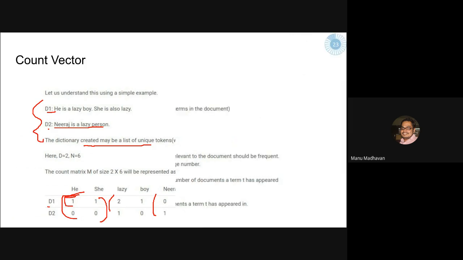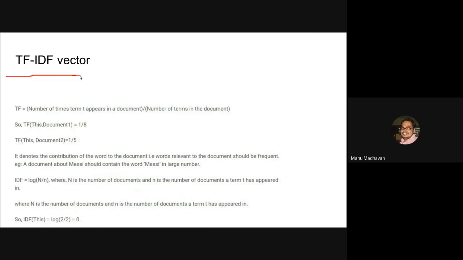So a better approach is the TF-IDF based method, which is term frequency and inverse document frequency. Term frequency is the number of times the term t appears in the document divided by the number of terms in the document. In this way, we can compute TF of a document. Then IDF measures the contribution of the word across documents. That is, words relevant to the document should be frequent.